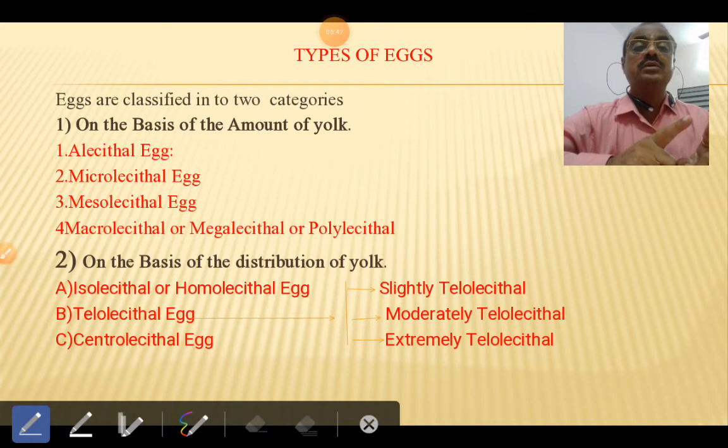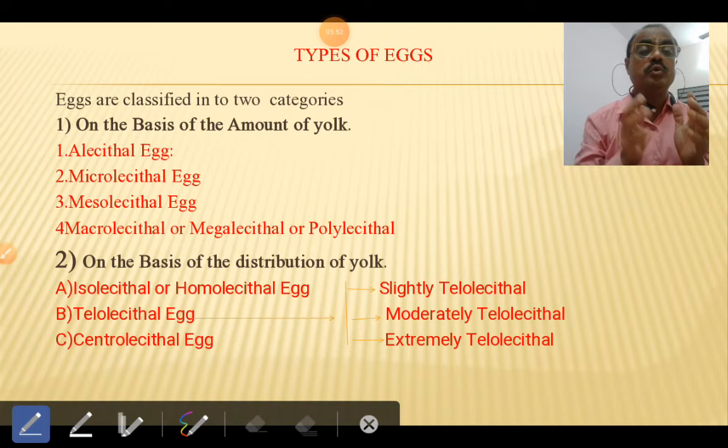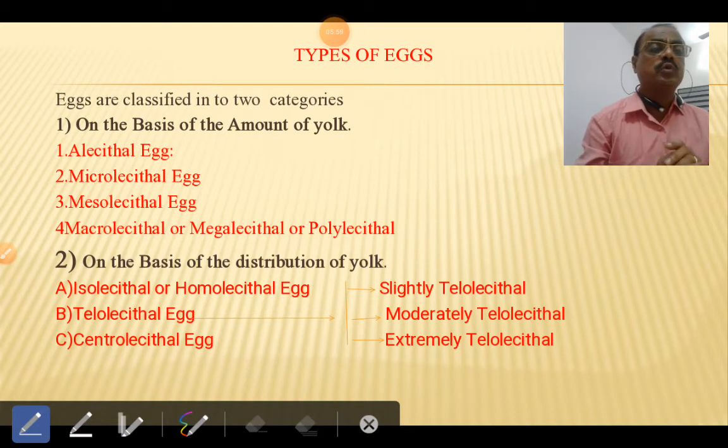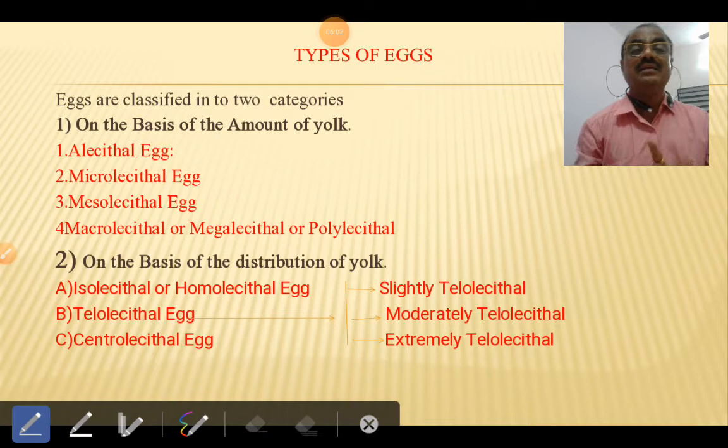First, according to the amount of yolk present, the egg is divided into four categories. Which are the four categories? One is alecithal eggs, second is microlecithal eggs, third is mesolecithal eggs, and fourth is macrolecithal eggs. The macrolecithal egg is also known by the name megalecithal as well as polylecithal.